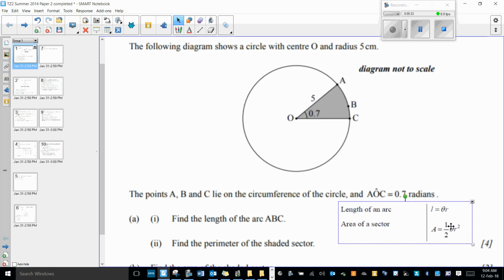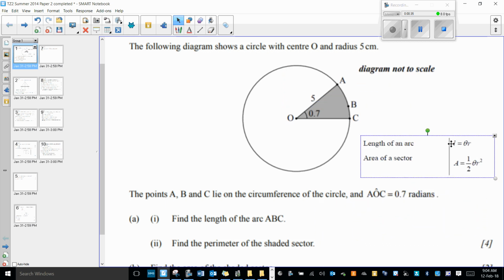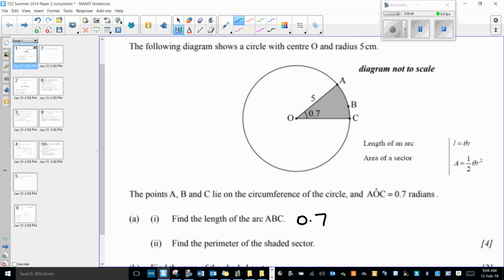So length of arc is theta times r. So r is the radius, theta is the angle, but don't forget that the angle has to be in radians. Now this one already is, so this is just a straightforward 0.7 times 5, which is 3.5.